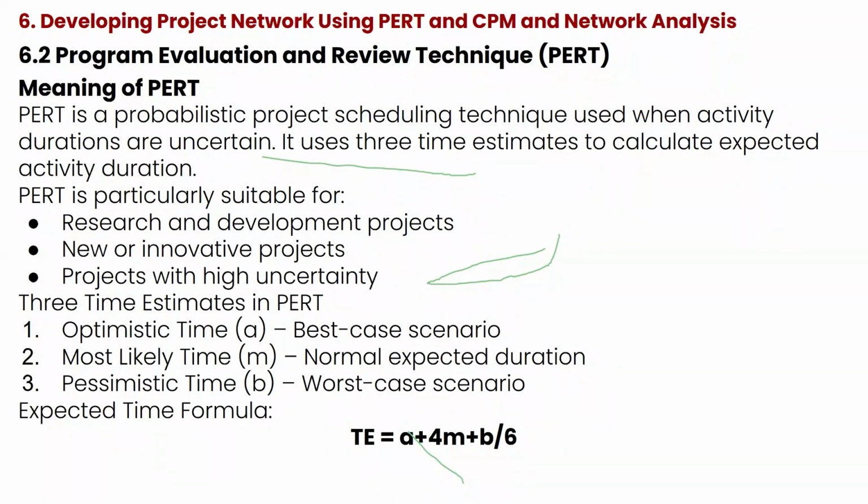I'm sorry, 1 plus 4 plus 1, which is 6. 1 plus 4 is 5. 5 plus 1 will give you 6. And that is how we got this 6 that you are seeing. So what this is trying to say to you is that we are looking at the average time. The expected time is also the average time.